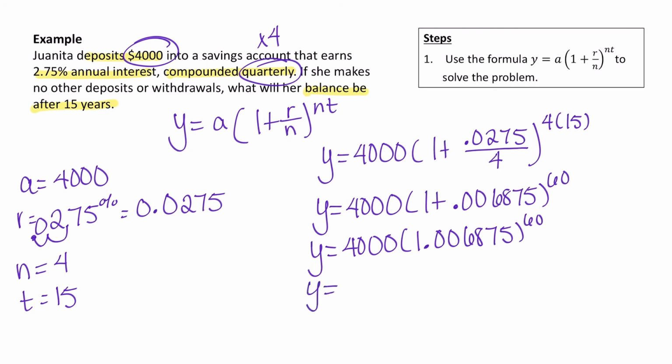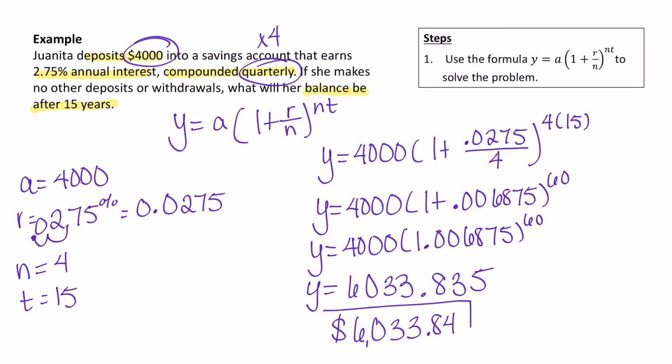Okay, so now you can enter that all in your calculator. You do 4,000 times 1.006875 to the 60th power. And that tells you have 6,033.835. Since we're talking dollars and cents, we're going to round to the hundredths place. So that is going to be $6,033.84.